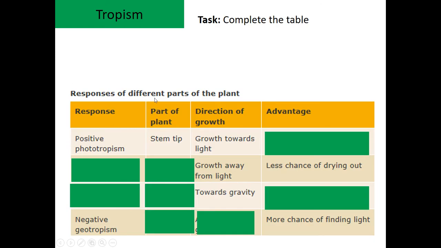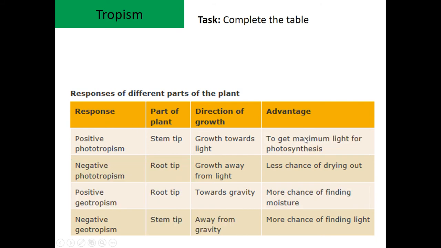So, if you've got a table such as this, you can work your way through it. So you can have a go, pause the video to have a go at that. So to work out the answers, you have positive phototropism. It happens in the stem tip because it's only the tip of the stem where the cells produce auxin. You get growth towards light because it's positive, and you get maximum light for photosynthesis.